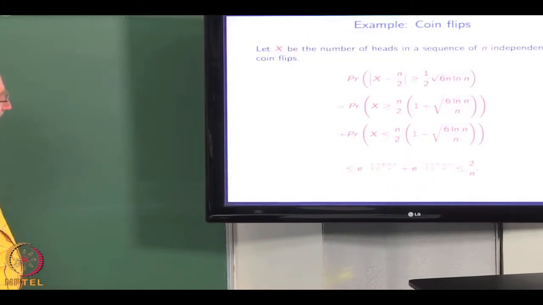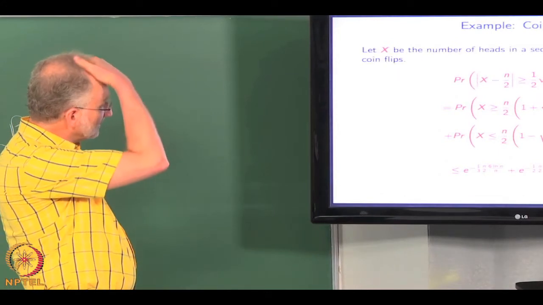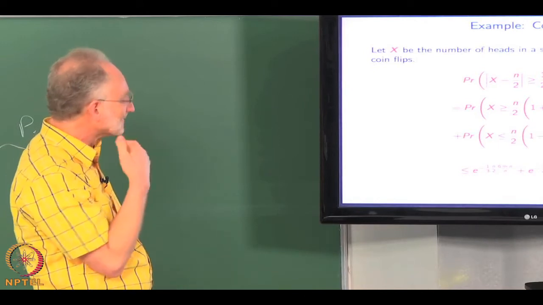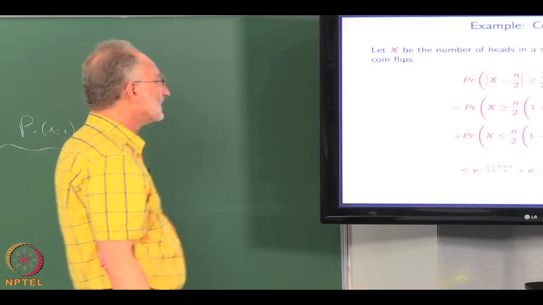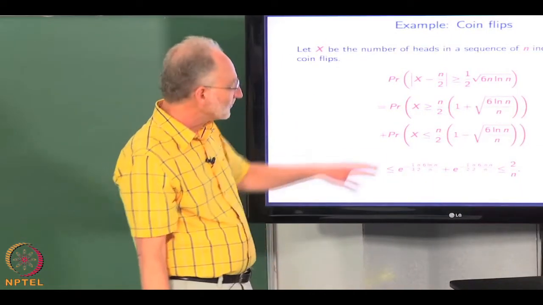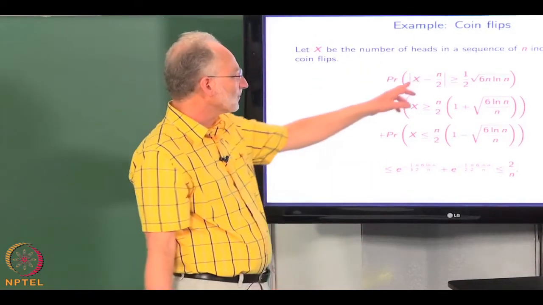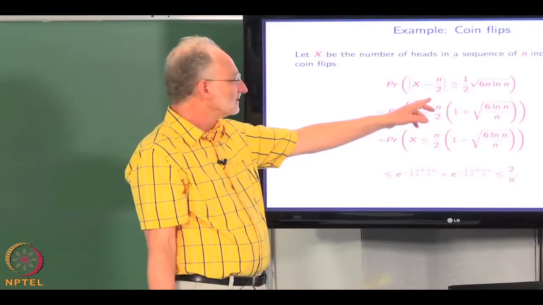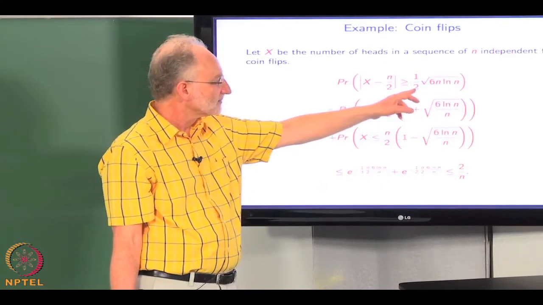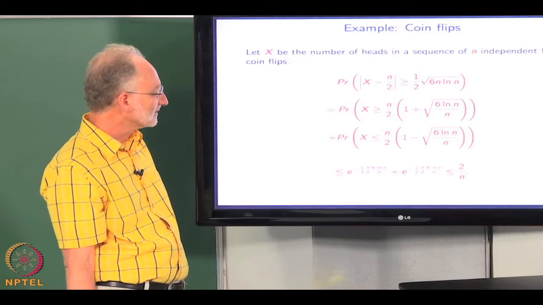Okay. How good are these bounds? Okay, so let's take the simplest one. So assume that I flip a fair coin, a half-half coin, n times. And ask what's the probability that the number of heads deviates from the expectation by more than this value, half square root of 6 n log n.